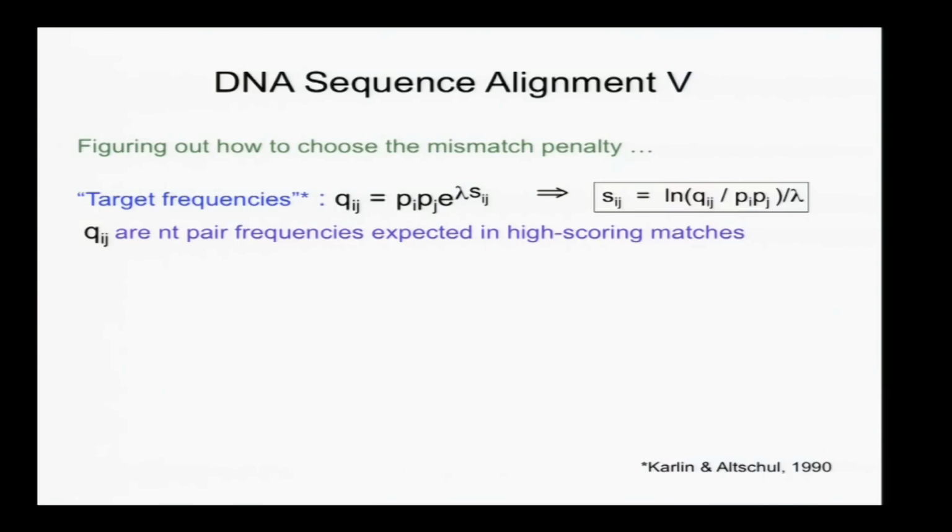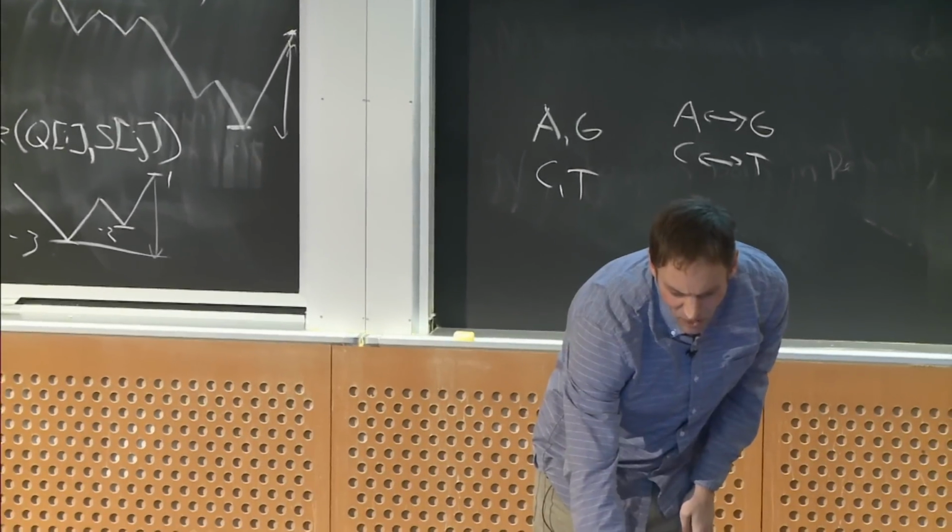That also tells you that the so-called natural scores are actually determined by the fraction of matches that you want in your high-scoring segments. If we want 90% matches, we just set Qii to be 0.9 and use this equation to solve for Sij.